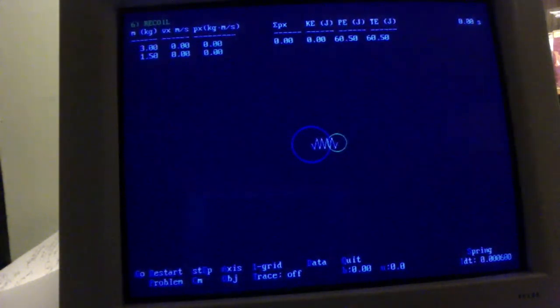The momentum's 0. Here we go. And it stayed 0. And the total energy is 60.5 joules. The kinetic energy is now 60.5 joules. Where did it come from? The potential energy is 60.5 joules. That makes sense. Hey, the center of mass, let's see what it does. Stays right there.